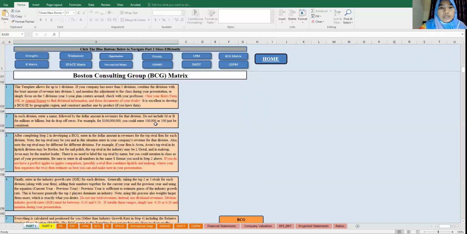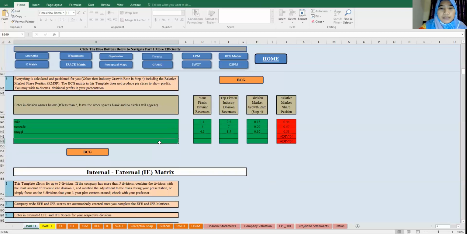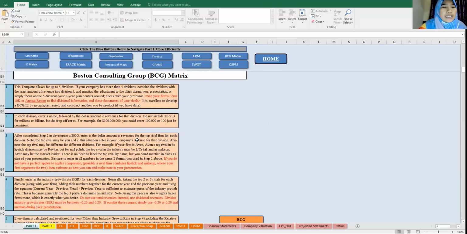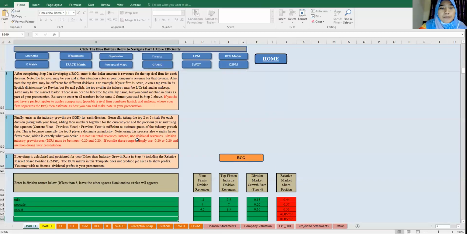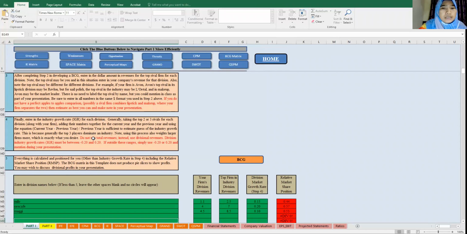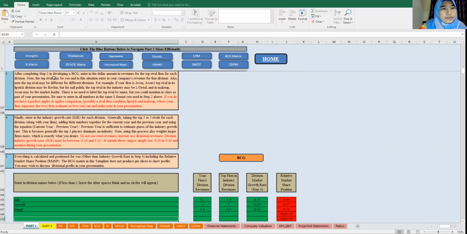If you need to ditch out the zero here, so make it consistent kan, supaya tak ada lah tulis panjang-panjang sangat. Madam cuba tadi tulis juta-juta, billion-billion kan, tapi I confuse myself sebab berapa kosong ni kan. So just remember apa yang awak tulis tu represent lah kan. Okay, so apa lagi, so you can baca all of these. After completing step 2 in developing a BCG matrix centered in dollar amount revenue for the top rival.